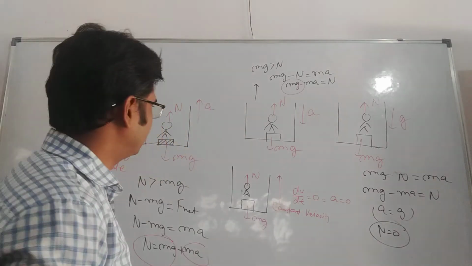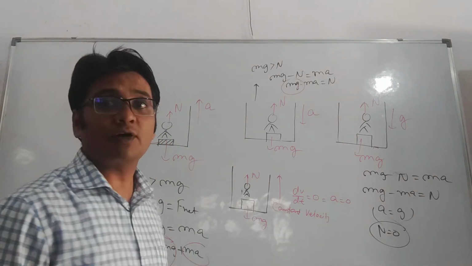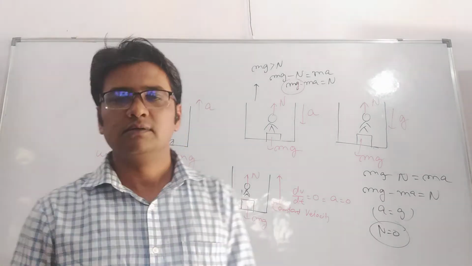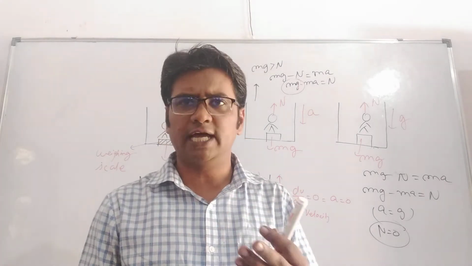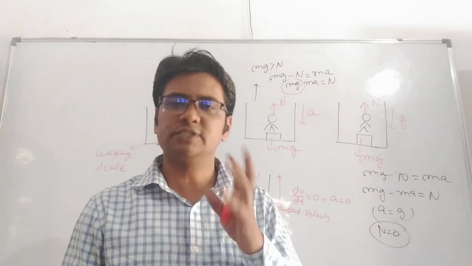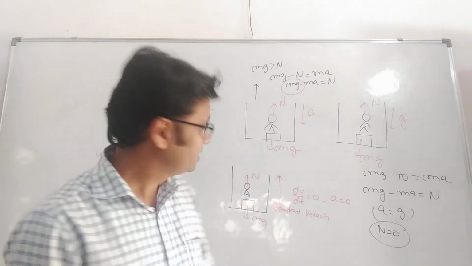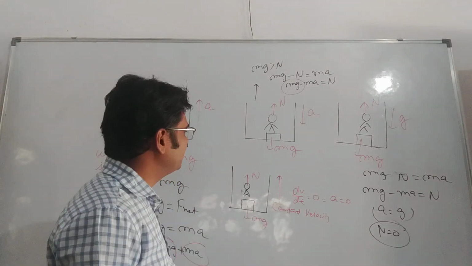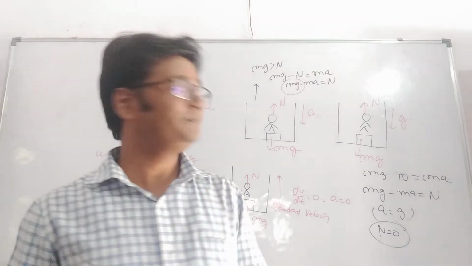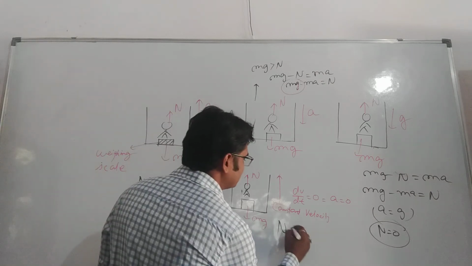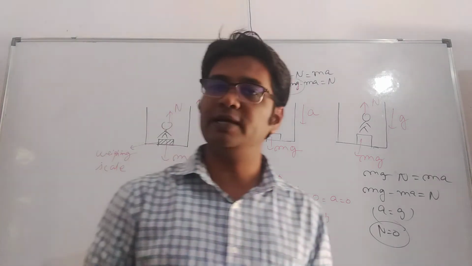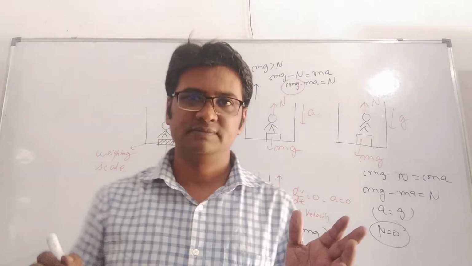Okay, fine. Now we come to the fourth case. With a constant velocity, a will become 0. Why? The rate of change of velocity with respect to time is the acceleration, and if there is no change in the velocity, the rate of change of velocity is 0, means the acceleration is 0. So in that case, it will be either moving upward or downward with a constant velocity. So it will be having N is equal to mg itself. Yes, you will be having the same weight out here.